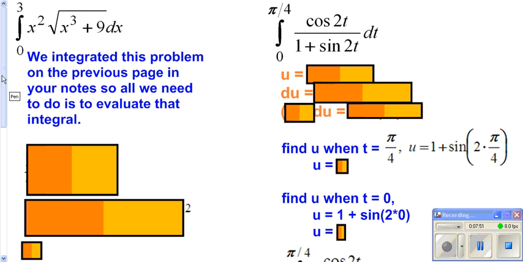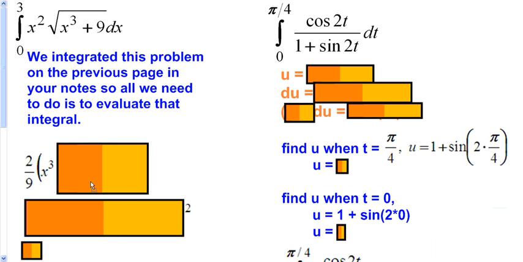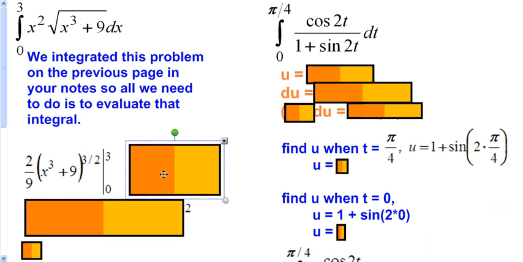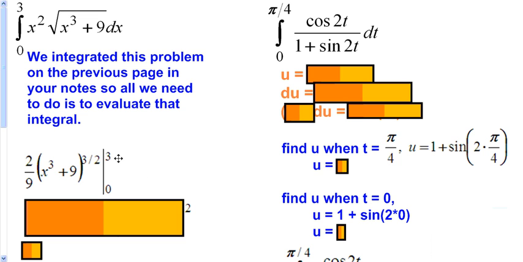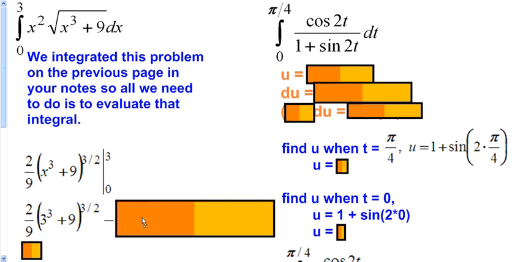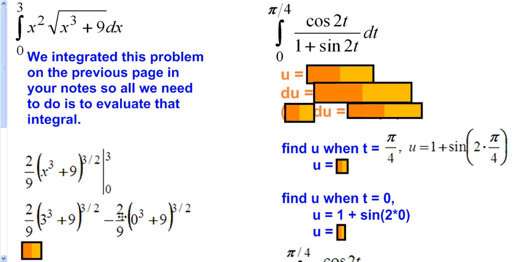Now the problem here on the left, since we've already integrated this problem, it's now a definite integral. All we have to do is go back to our previous answer that we got when we integrated and evaluate it from 0 to 3. Remember, we're going to want to go ahead and plug in 3. Subtract what you get when you plug in 0. Simplify, and you get your answer.